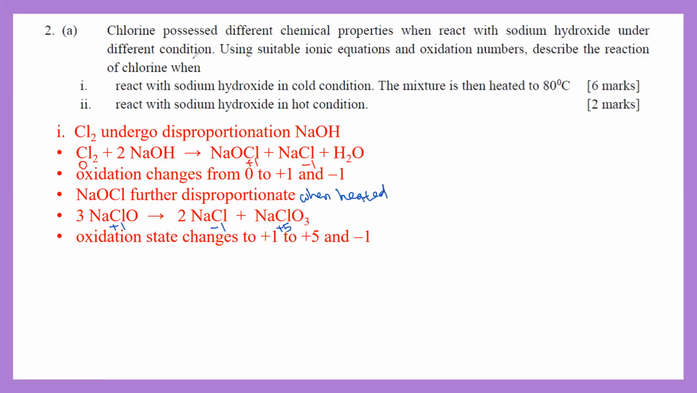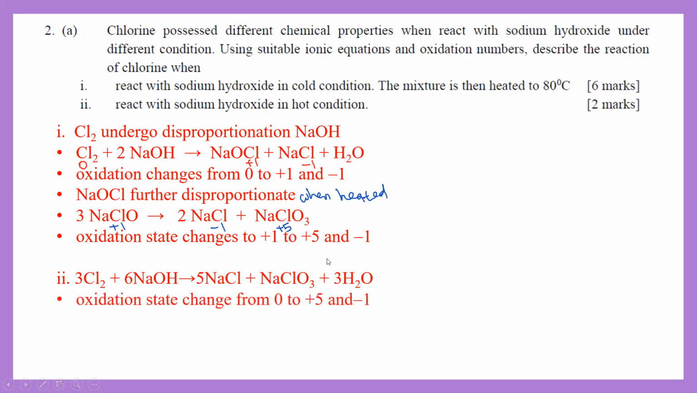So that is how you are going to explain when chlorine reacts with sodium hydroxide in the cold condition, followed by when heated. Then we have number 2. What happened when it reacts with sodium hydroxide in hot condition? Chlorine will straight away oxidize to the highest oxidation state possible, which is +5. So the oxidation state changes in here from 0 to +5 and -1.